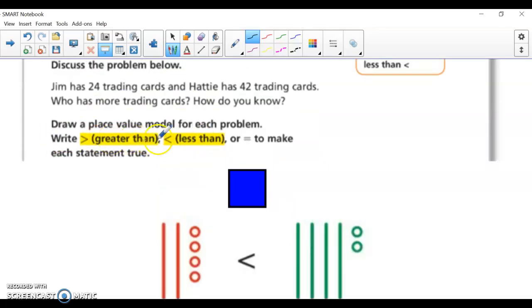Okay, so we're going to use these symbols. We call these greater than and less than. You're probably familiar with these. And the problem says Jim has 24 trading cards and Hattie has 42 trading cards. Who has more trading cards and how do you know?